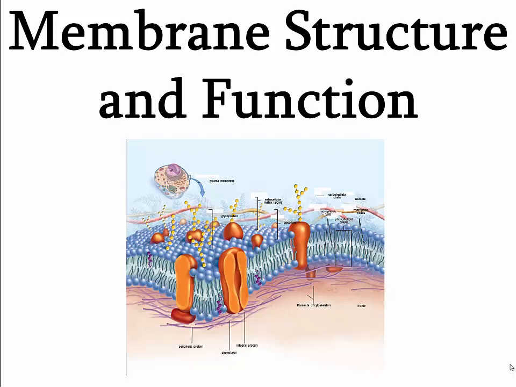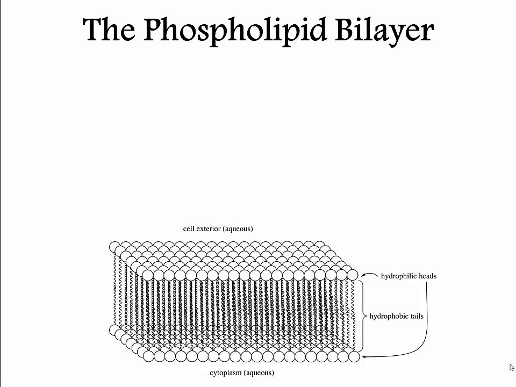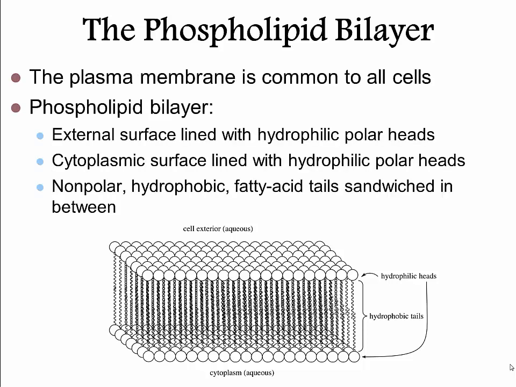Chapter 5, Membrane Structure and Function. As we recall, the plasma membrane of all cells is primarily composed of phospholipids. Phospholipids are the perfect molecule for composing the plasma membrane because of their status as amphipathic molecules. They have a dual nature. On one end, they have these phosphate heads, and on the other end, they have two fatty acid tails.